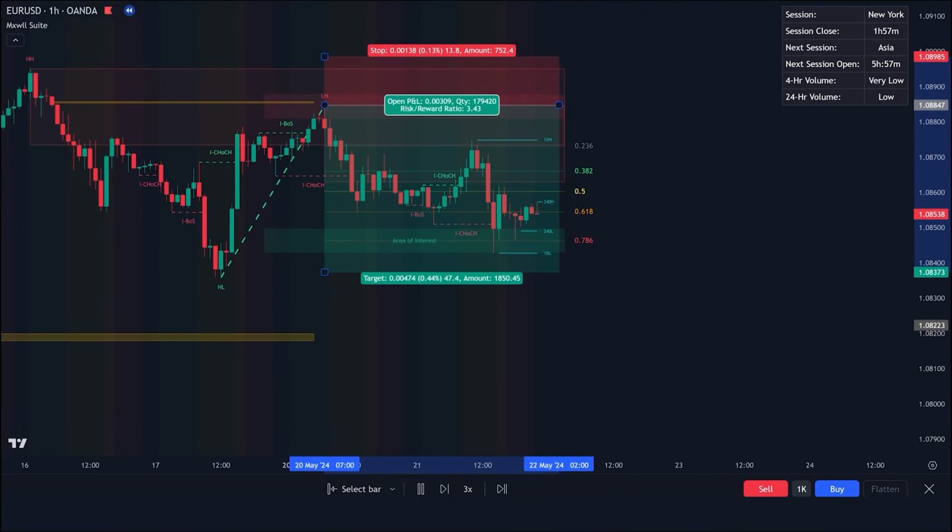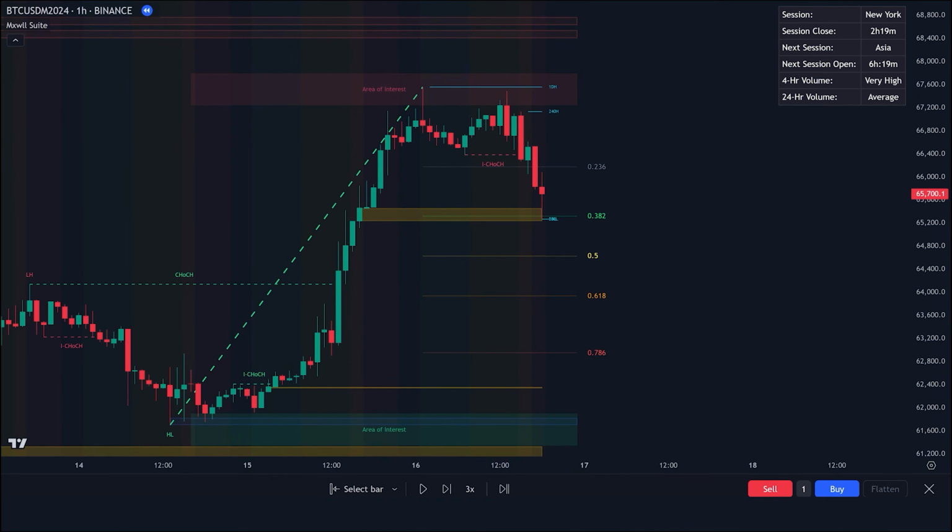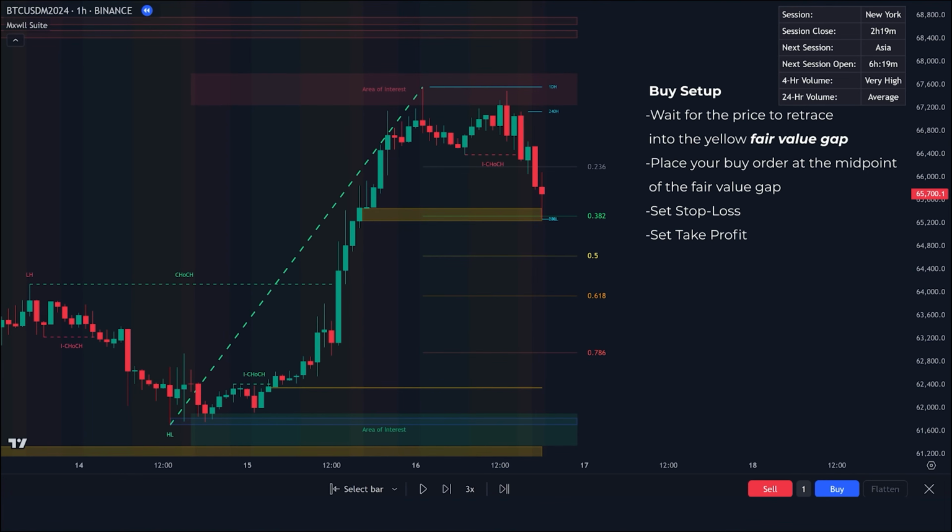Here is the result. Buy entry scenario with fair value gap. The Maxwell Price Action Suite indicates a strong bullish trend, as evidenced by the price making higher highs and higher lows. Given this upward trend, we will be looking for a buy opportunity using the indicator's bullish fair value gap. The bullish fair value gap is highlighted in yellow.